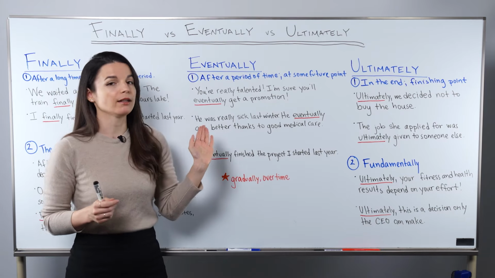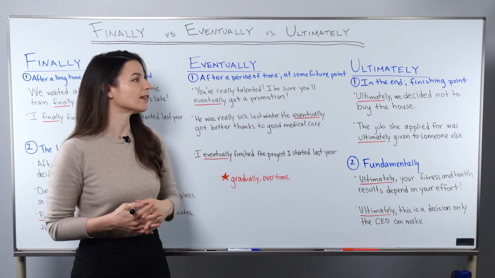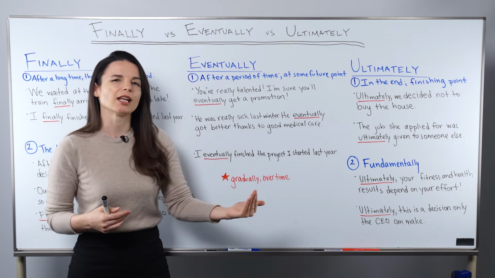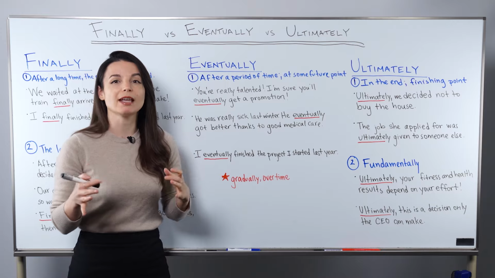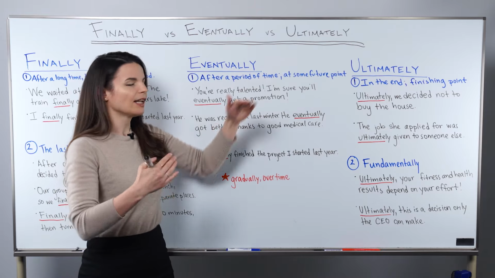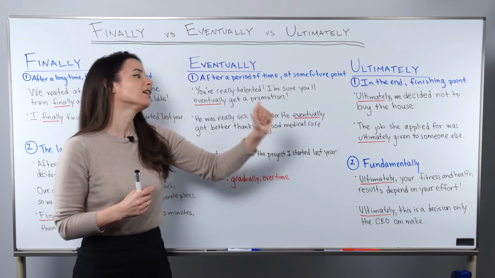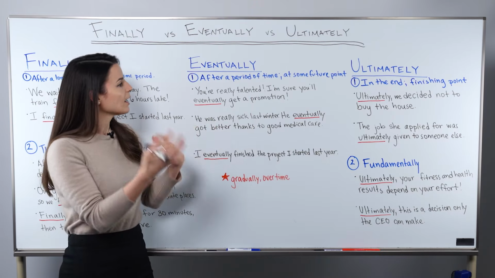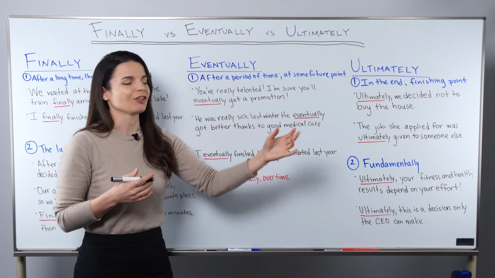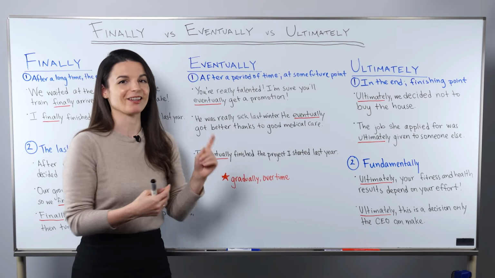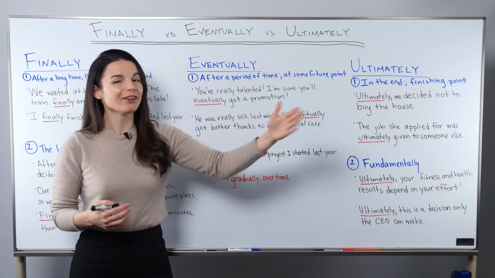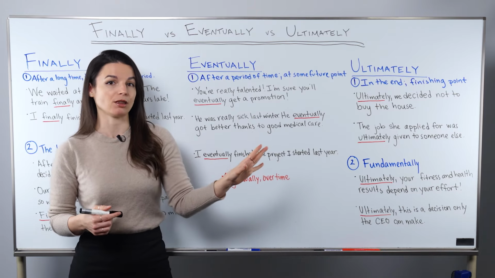We cannot use finally in this sentence to express the same idea. I'm sure you'll finally get a promotion doesn't really communicate that same feeling of taking a long time to reach a certain point. So this use of eventually expresses that future expectation. In this case, the speaker is saying, I think you're so great, you will probably eventually get a promotion after time in the future.